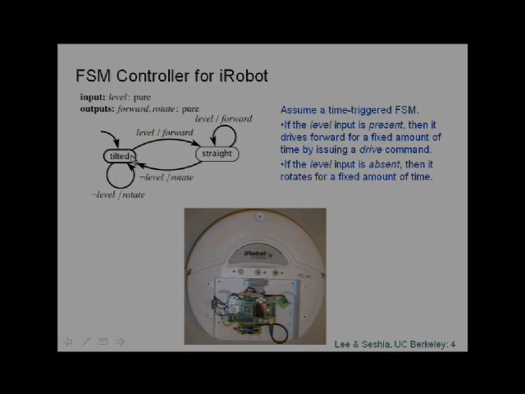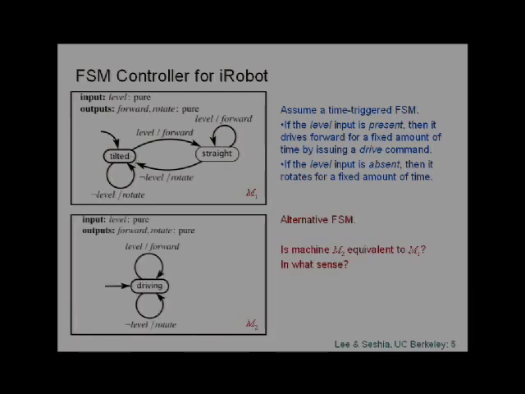Here's a simpler model. So you might see in this top level model that what's really happening is whenever the sensor input says that you're level, the output is forward, drive forward. And whenever the sensor input is not level, the output is rotate, right? And it doesn't matter whether you're in the tilted mode or in the straight mode, correct? The input-output behavior is the same.